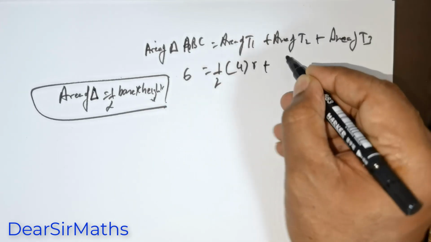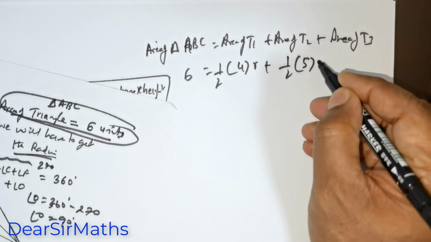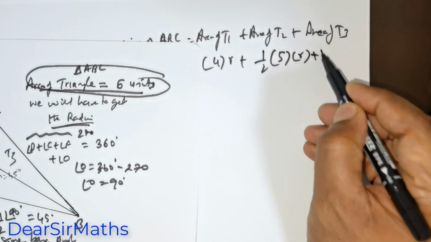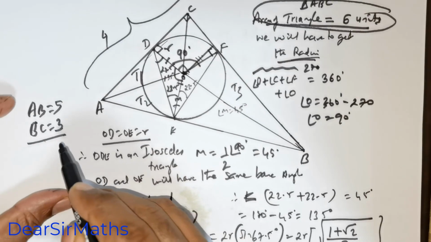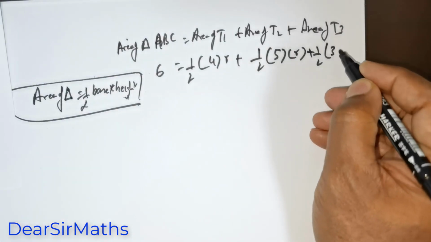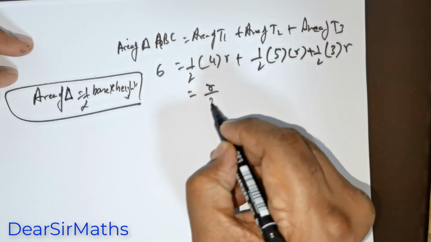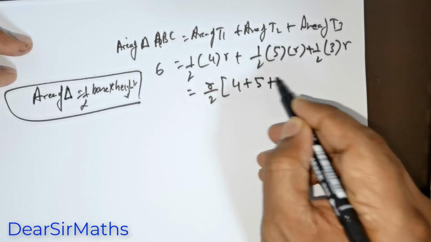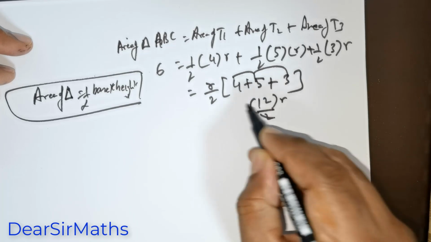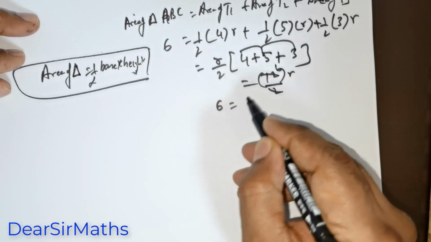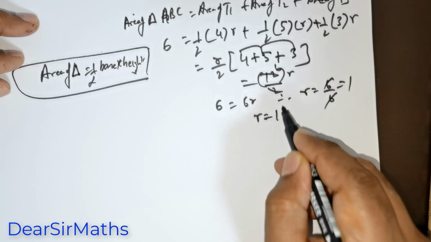So 4 times r, plus half times area of triangle T2. The base is 5 units and the height is r units, plus half times area of T3. For T3, the base is 3 units and the radius is r. So take it as it is. Now I can take r over 2 as common. I get 4 plus 5 plus 3. 9 added with 3 gives me 12 times r divided by 2. 2 divides 12 six times. So 6 is equal to 6r. Therefore r is equal to 6 over 6, which is equal to 1. So r is equal to 1 unit.